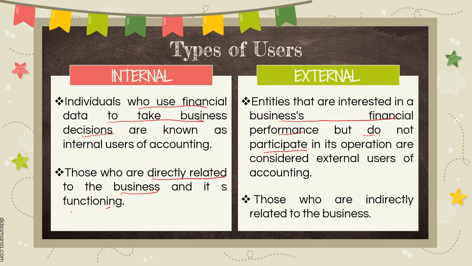This is a very important point. They do not participate in the operations of the business. That is, they require to know the financial condition of the company, but they will not influence the functioning of the organization. So that is the key here, right? They are indirectly related to the business. They do not have any manipulative nature towards the functioning of the organization. So these are the two types of users of the financial statement.